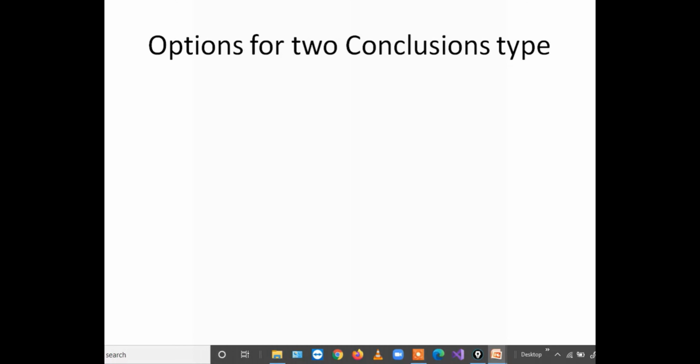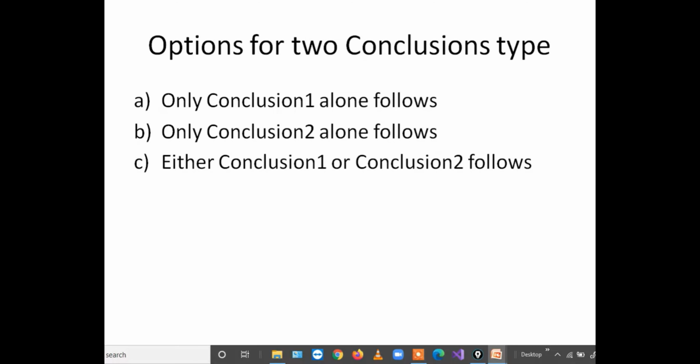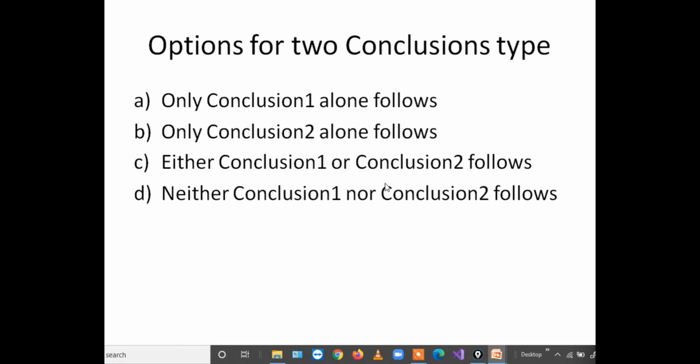If there are only two conclusions, options will be standard. And what are those standard options? Option A, only conclusion 1 follows but 2 does not follow, nothing but only conclusion 1 alone follows. Option B, only conclusion 2 follows but 1 does not follow. Option C, either conclusion 1 or 2 follows. Option D, neither conclusion 1 nor 2 follows. And option E, both conclusions 1 and 2 follow.